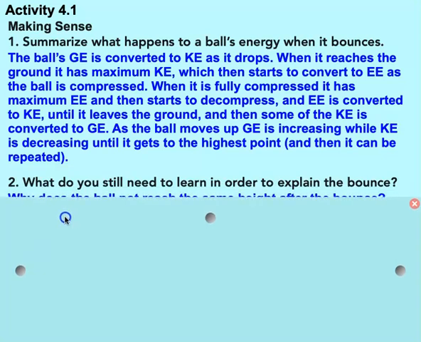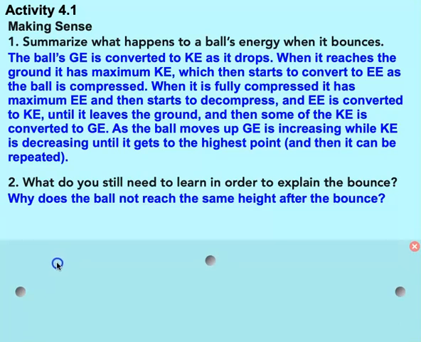Question number 2. What do you still need to learn in order to explain the bounce? Well, first of all, why does the ball not reach the same height after the bounce? So you might have understood most of the stuff, but here's a question I'm going to ask you, and this might be one that you were thinking too. Why does the ball not reach the same height after each bounce? Why does each consecutive bounce go up a little bit less, little bit less, little bit less, until it stops bouncing altogether?